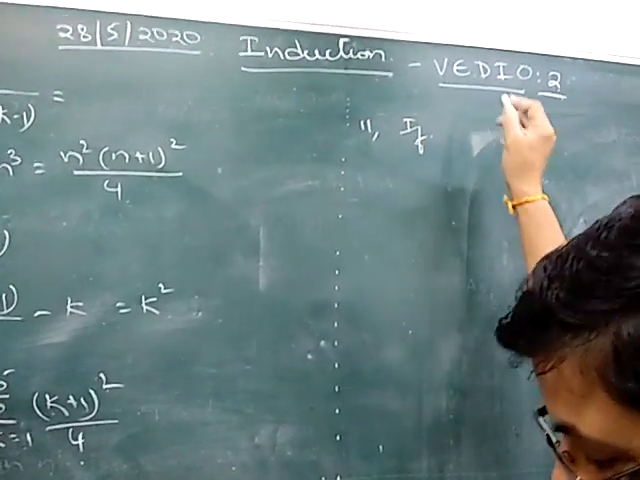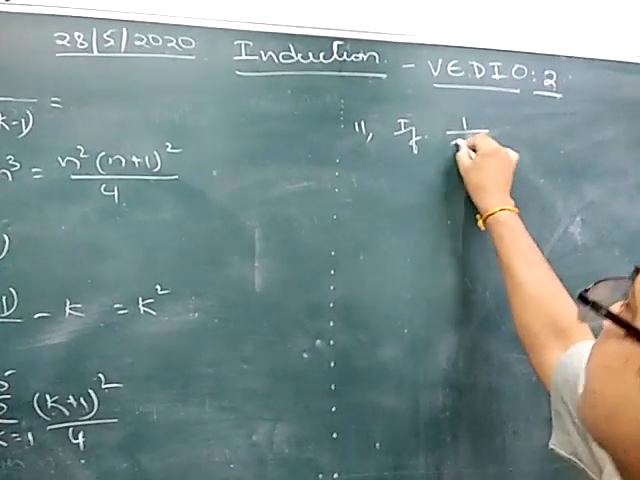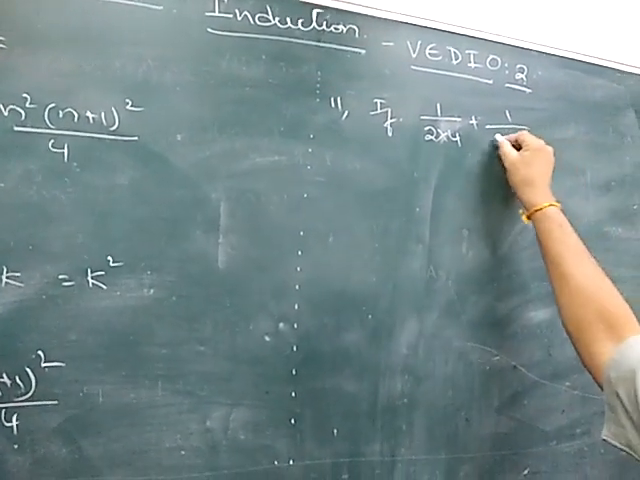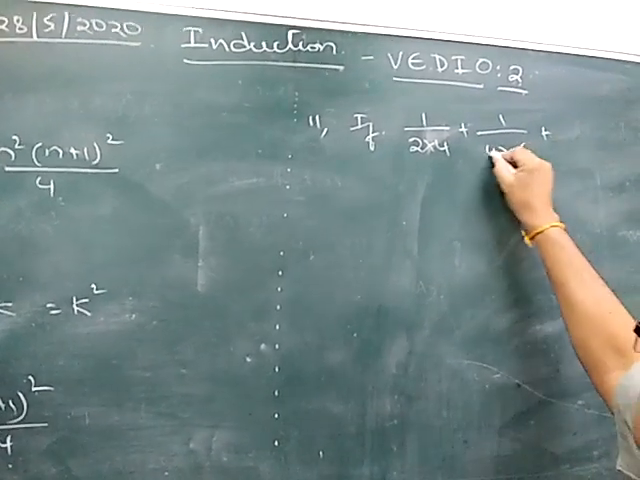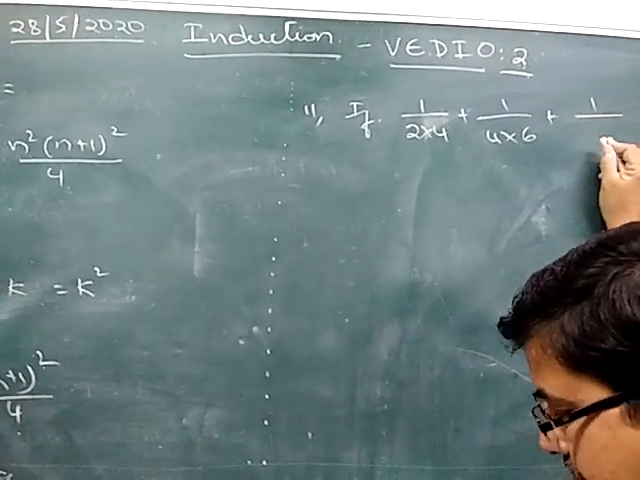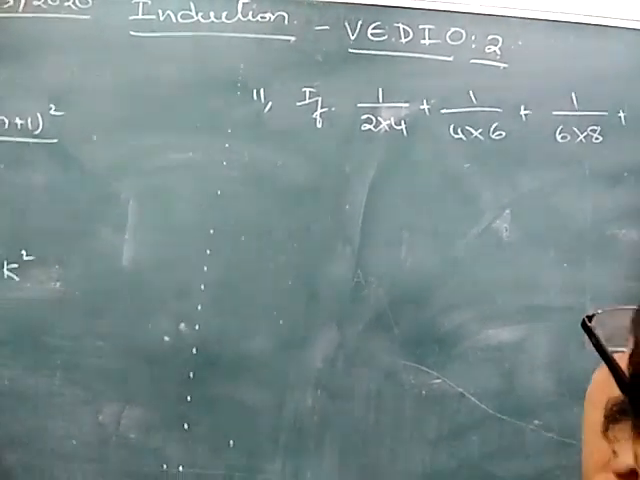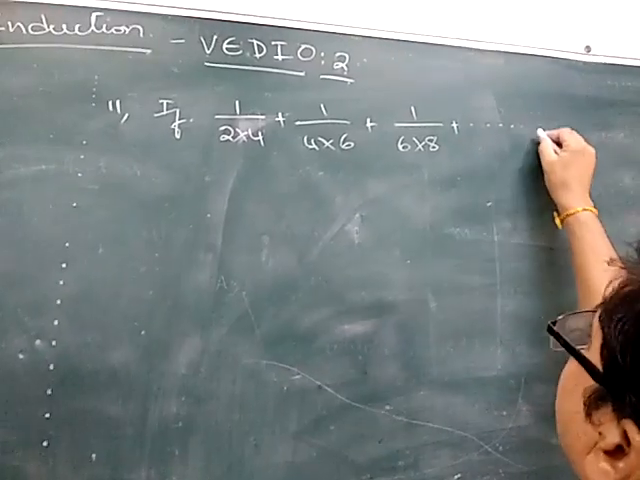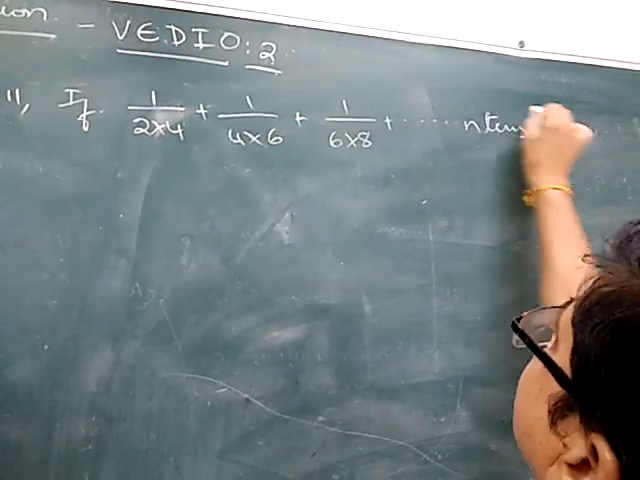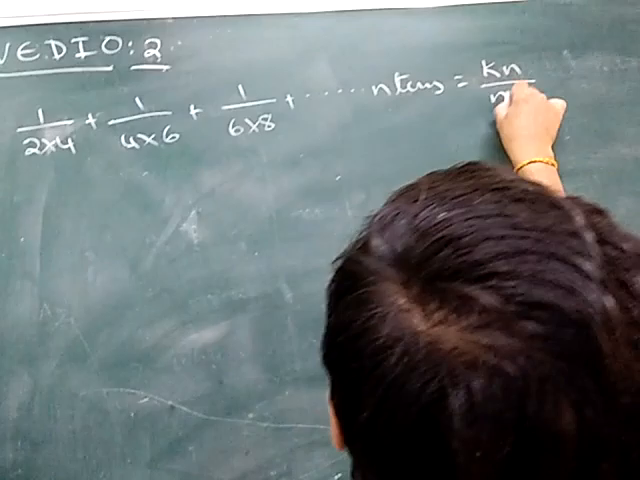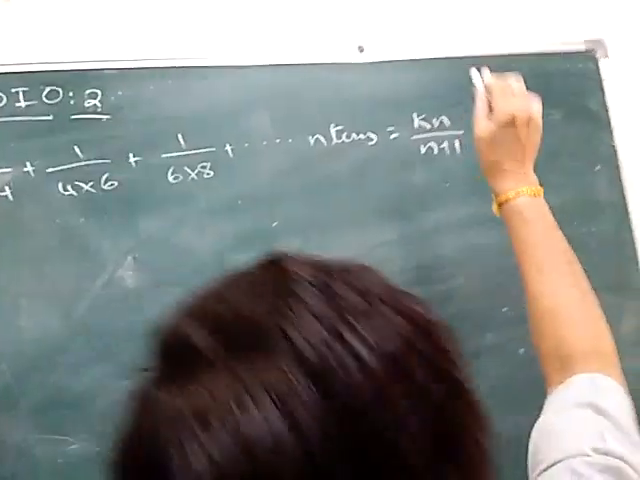If 1 by 2 into 4 plus 1 by 4 into 6 plus 1 by 6 into 8 plus so on, n terms, is equal to k into n by n plus 1, then k is equal to?